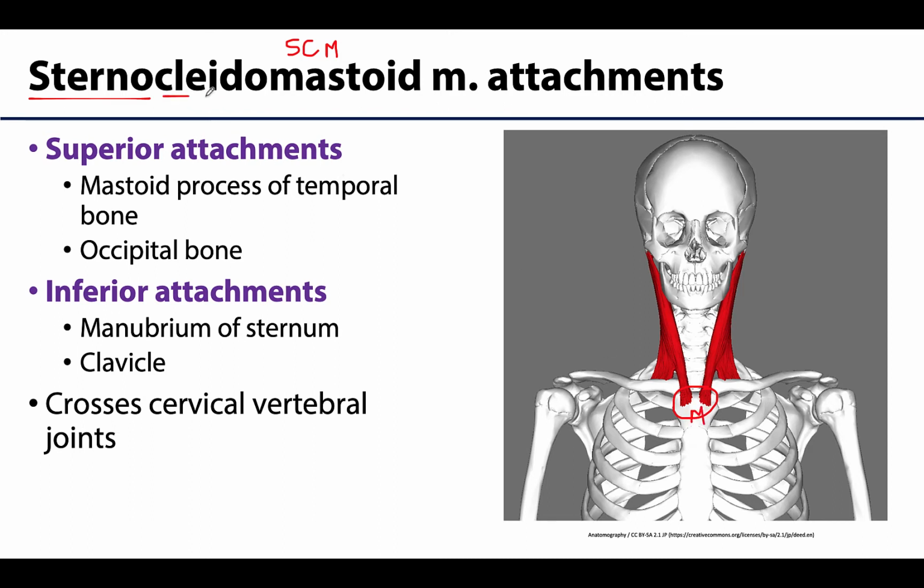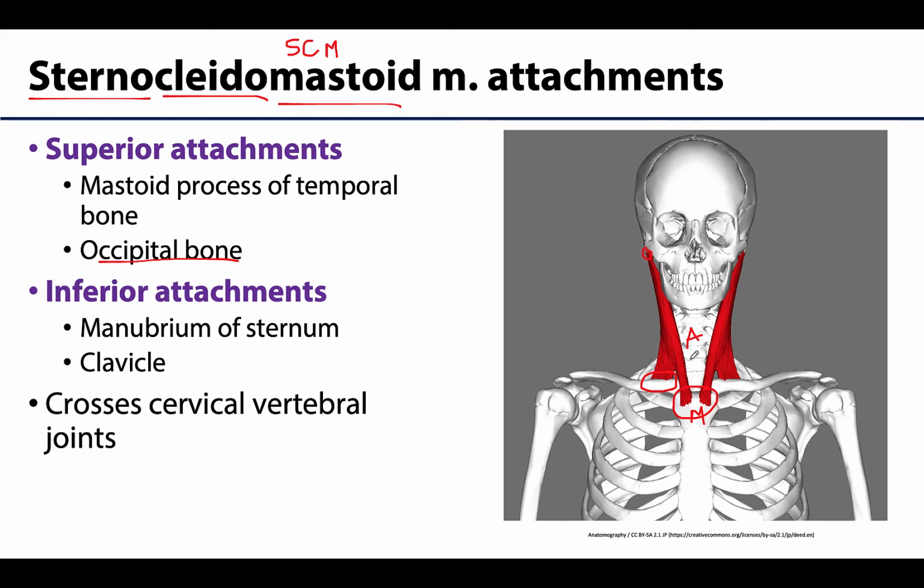The cleido is indicating the clavicle, so you can see a fairly large attachment to the clavicle. And the mastoid is going to be the more superior attachment, which will be up here. And that superior attachment will continue posteriorly to also attach on the occipital bone. So a fairly large, prominent muscle. It will help subdivide the neck into the anterior neck, and then behind this would be the posterior neck.